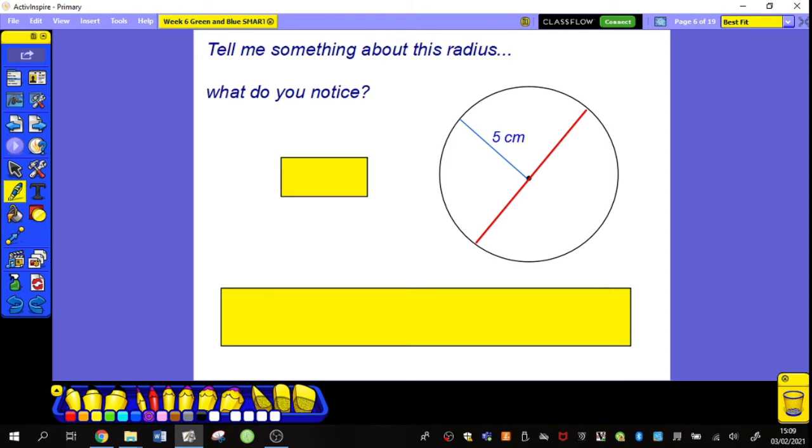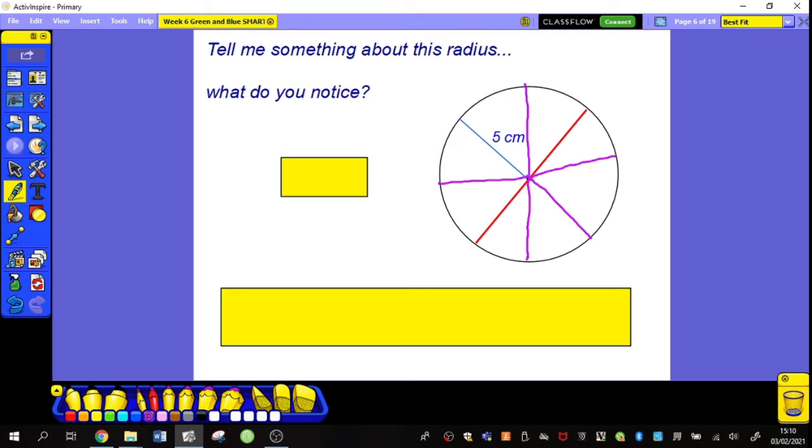So, tell me something about this radius. I've got a radius here, which is the blue part, which is 5 centimetres, and I'm noticing that that must be the same at any other point in the circle. All of these pink lines must also be 5 centimetres.